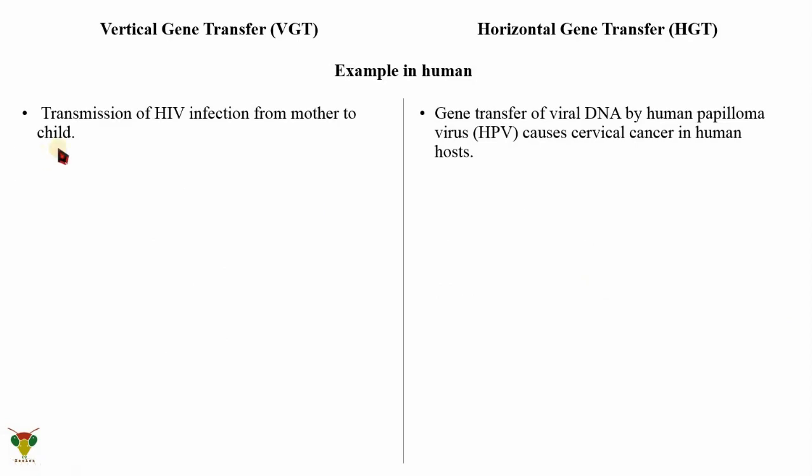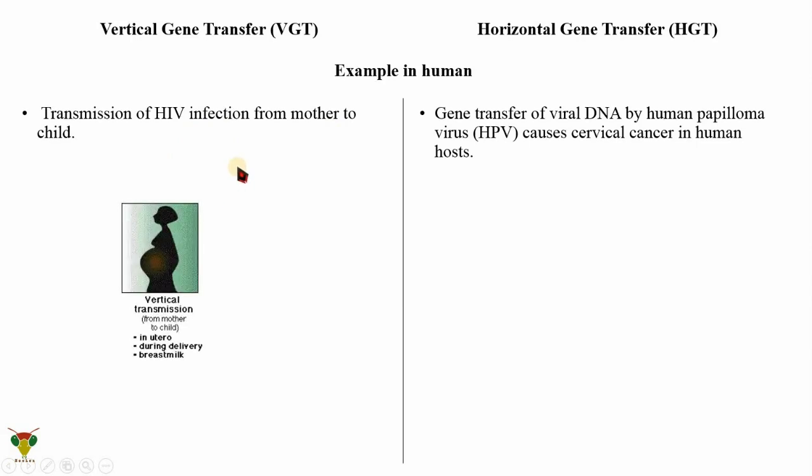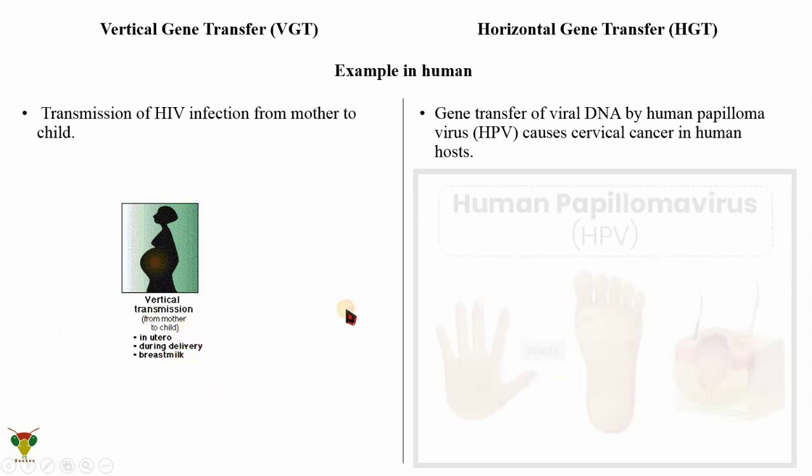Example in humans. Transmission of HIV infection from mother to child is a common example of vertical gene transfer in humans. So if in pregnancy the mother is infected with HIV, it is also possible that the child will have this HIV virus. But there are also 3 cases: in utero, during delivery, and breast milk. These 3 cases can cause HIV transmission from mother to children.